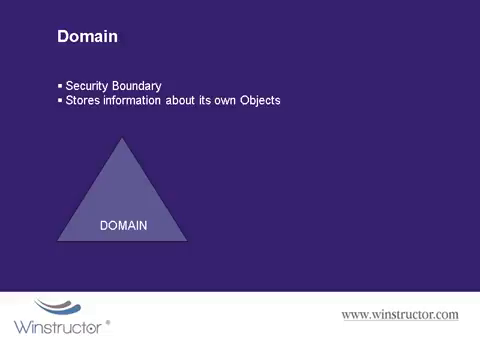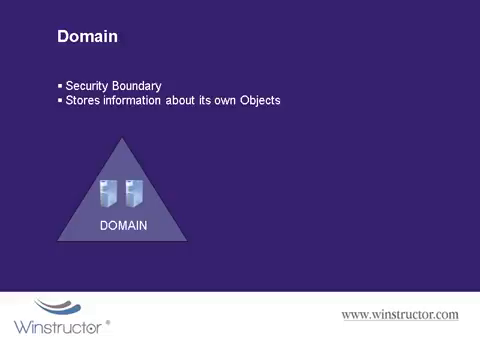Okay, next we have a domain, which is depicted by the triangle here, and that's how you'll see them referenced in many books and in Microsoft's own documentation. Active Directory uses domains to reflect your company's organization. Domains form a security boundary around the objects that they contain, using access control lists or ACLs and security policies to permit or deny access to objects inside the domain.